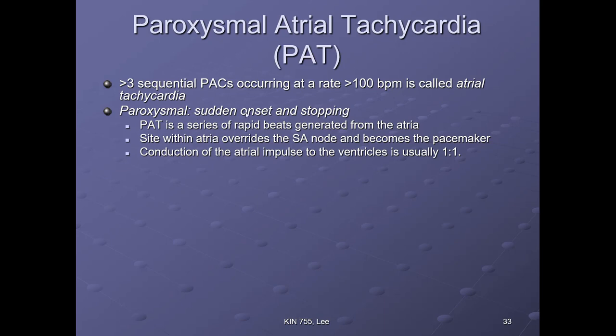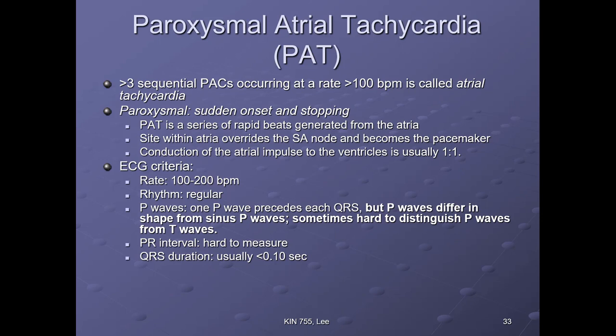So this rhythm could just all of a sudden come on. If you have a normal sinus rhythm, you could have 10 seconds of PAT, and then it'll go back to normal sinus rhythm. So that's where the paroxysmal comes in. So a series of rapid beats generated from the atria. The ventricles usually go along with it, so you're going to have one P wave for every QRS.